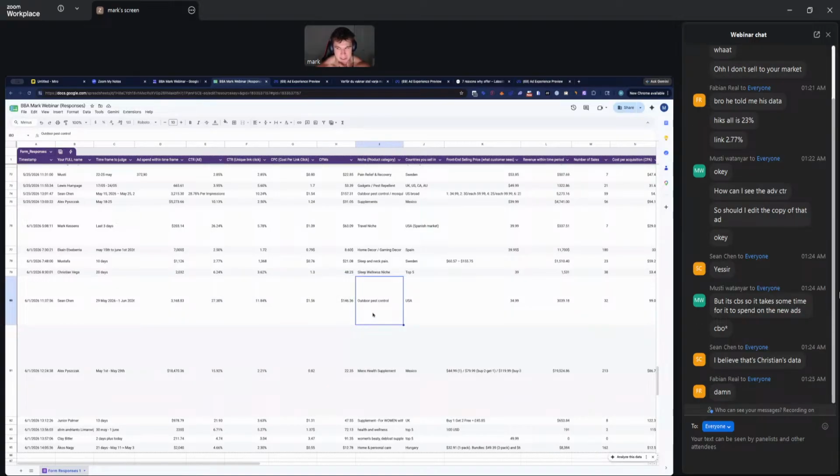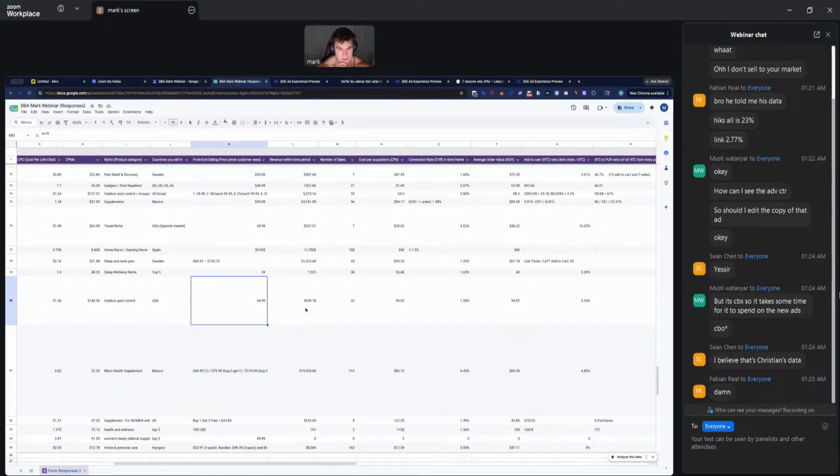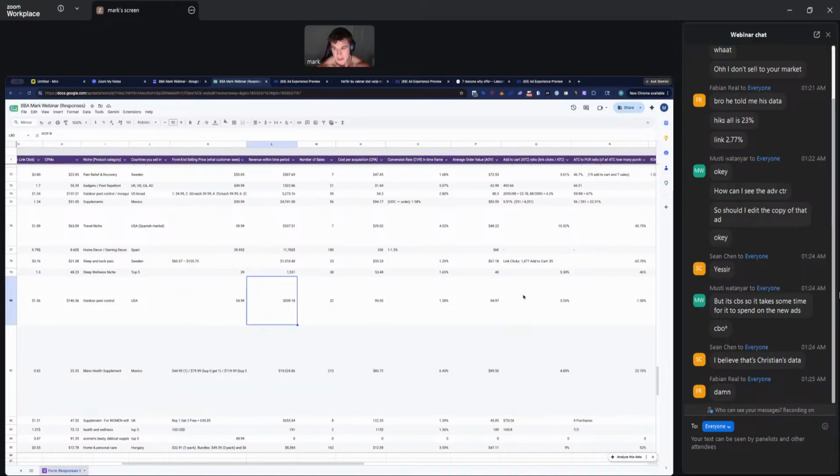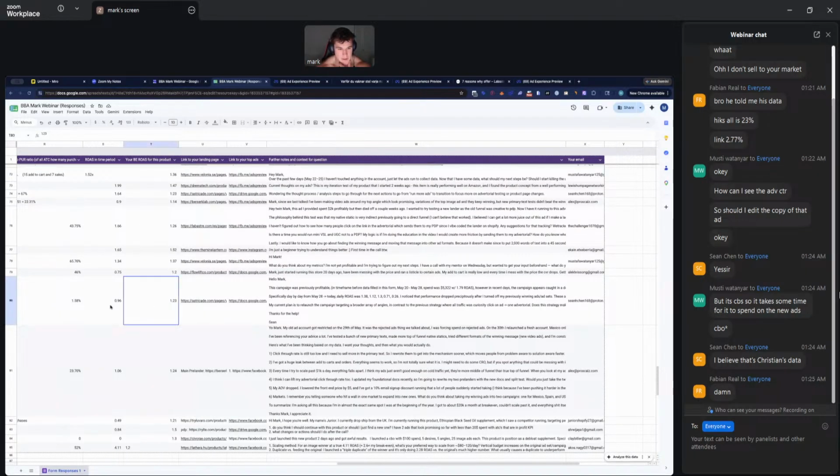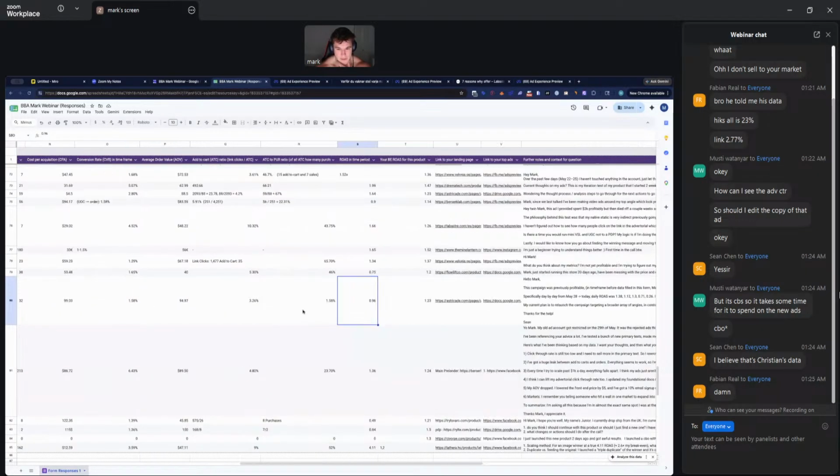$146 CPMs in the pest control niche. 11% CTR link with 27%, with these metrics, still paying $1.50 in the US. $35 price point. Okay, let's keep going. 3K. I'll put you at just under 1x ROAS. Add to cart to purchase ratio. No shot. No shot.